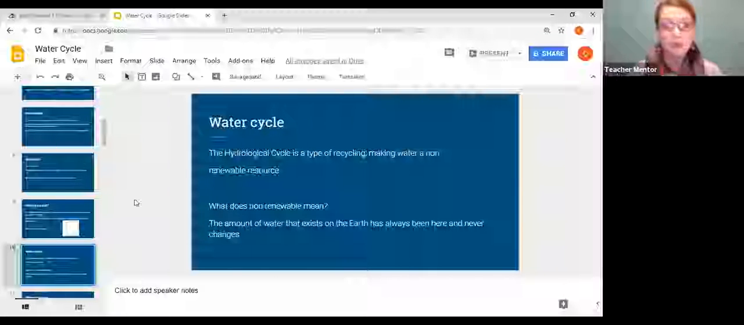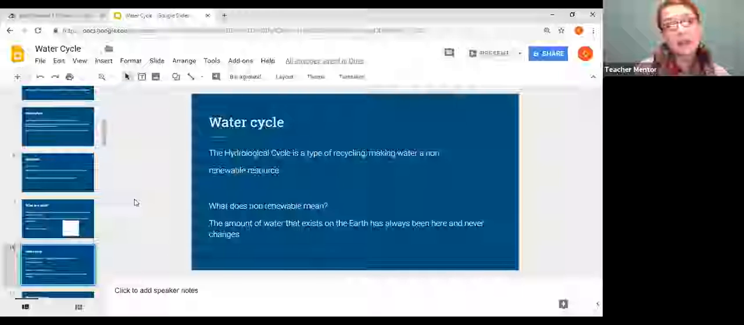Okay, so water cycle. Sometimes scientists refer to the water cycle as the hydrological cycle. Hydro, again, meaning water. So this cycle is a type of recycling, making water a non-renewable resource. What does non-renewable mean? What thoughts do we have about non-renewable? We can't use it again.